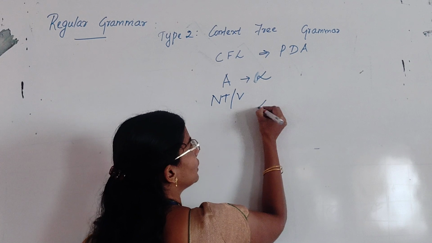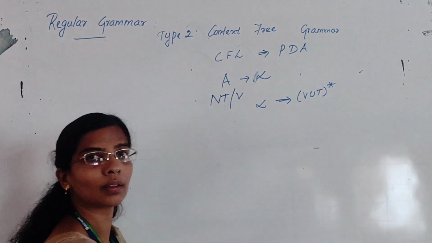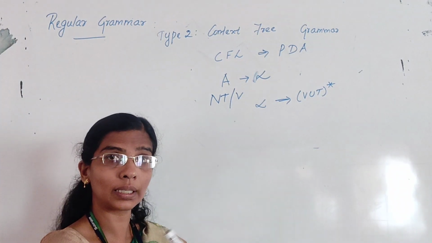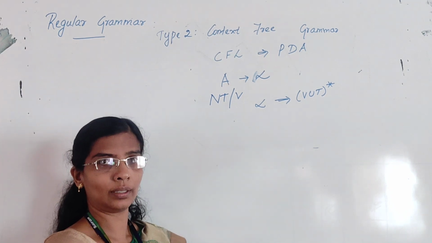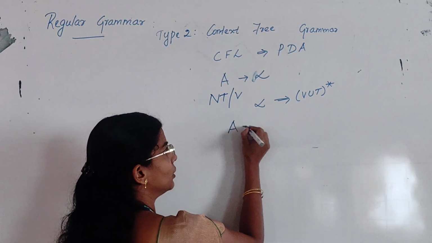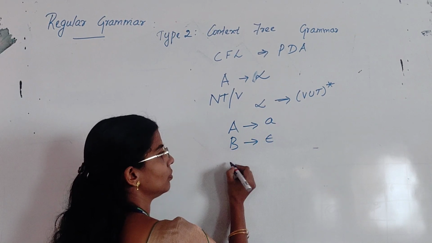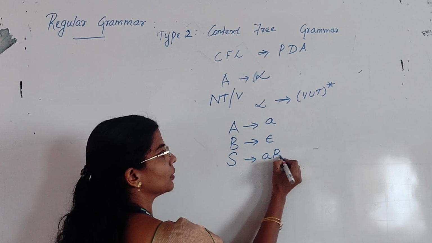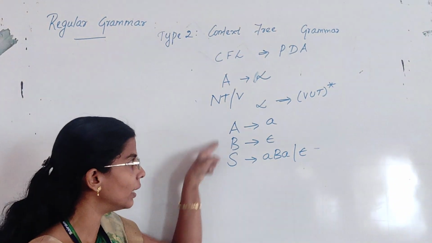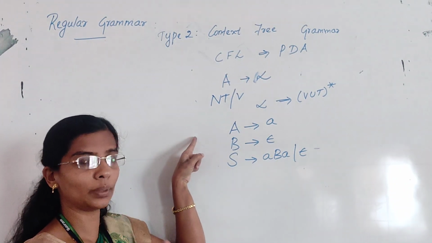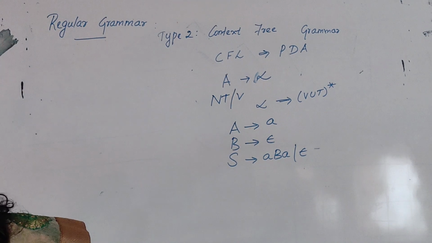So what about this alpha? Alpha is a combination of variables and terminals. But the condition is on the LHS: I can have only a single uppercase letter. I can have it like this, or something like this, but in the LHS I should have a single non-terminal. So this is my context-free grammar.